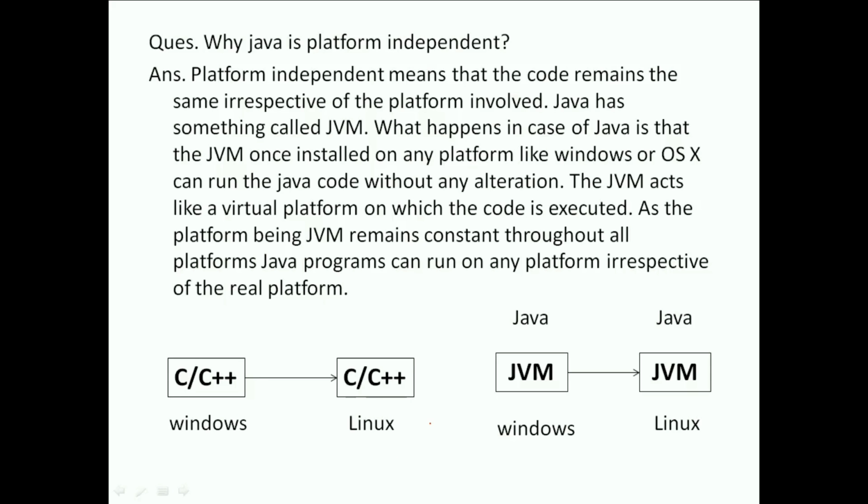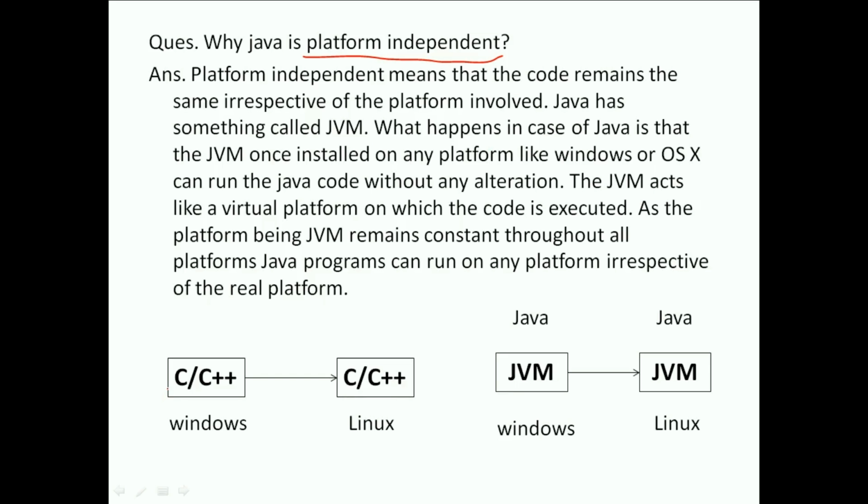Next, the question arises: why is Java platform independent? We have coined three terms above that will help us to explain the independence of Java. But before that, what does platform independent mean? Platform independent means that the code remains the same irrespective of the platform involved. And Java has something called the JVM, which we have learned is the Java Virtual Machine. It makes it different from other languages.